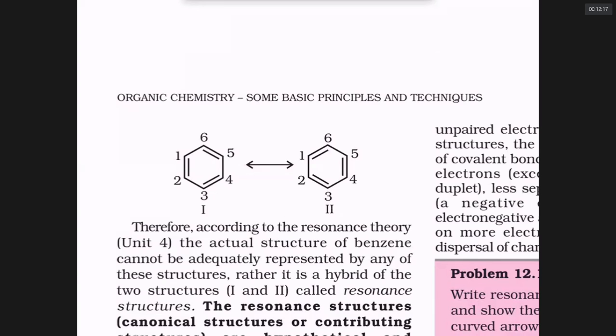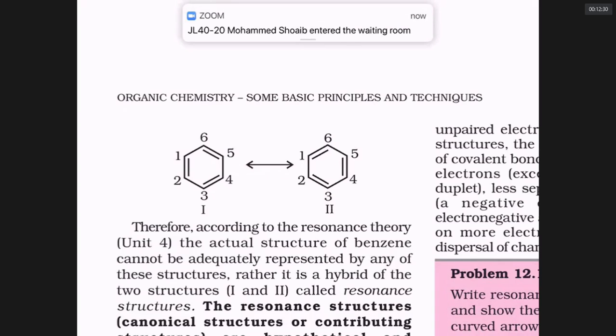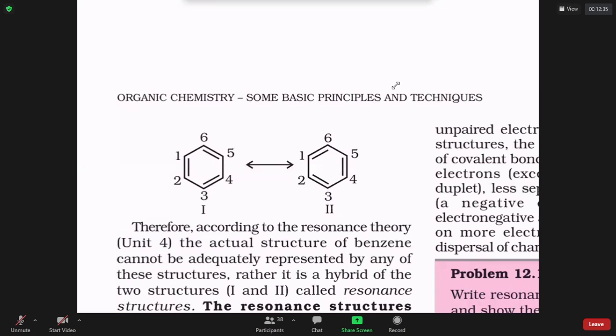If you cannot explain all properties of a molecule with any single structure, you write several possible structures, and the real structure is thought to be a hybrid of all these. This phenomenon is called resonance. Resonance always increases the stability of the molecule. In resonance, pi electrons are always delocalized. They are not confined to one locality. They keep on moving.